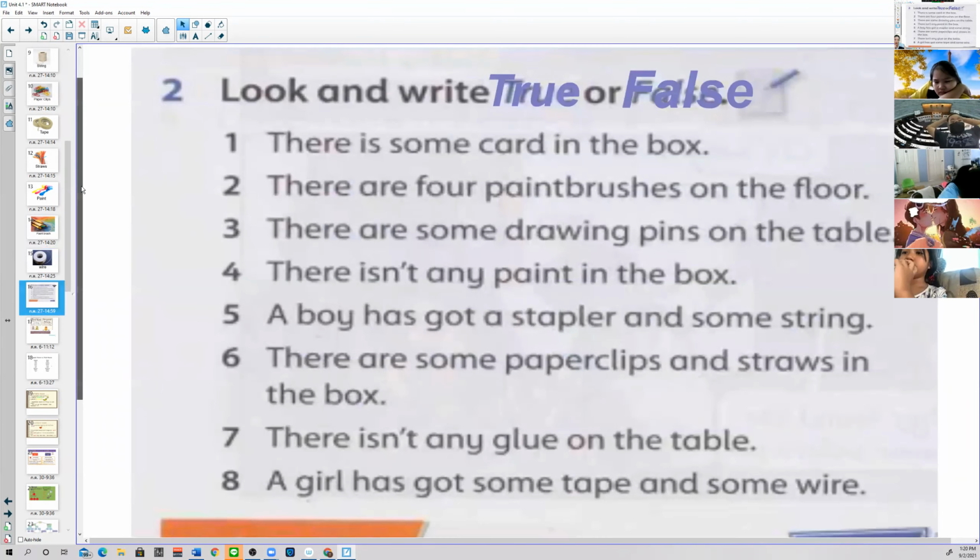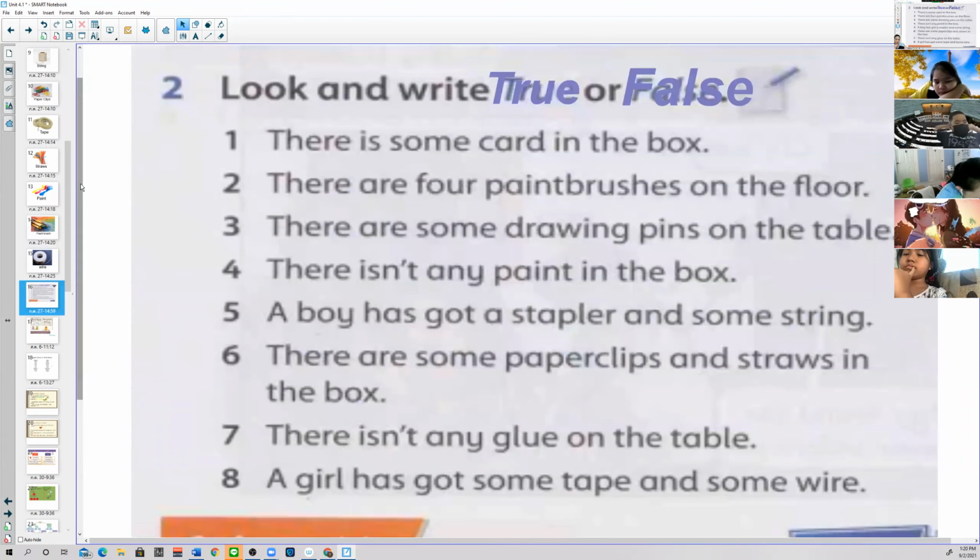All right. Now, exercise 2. Look and write true or false. Do it now, please.